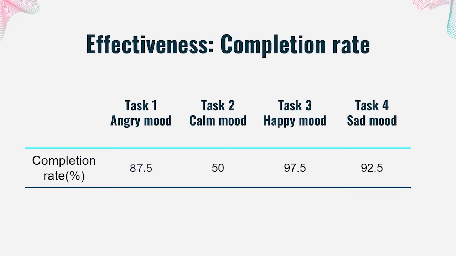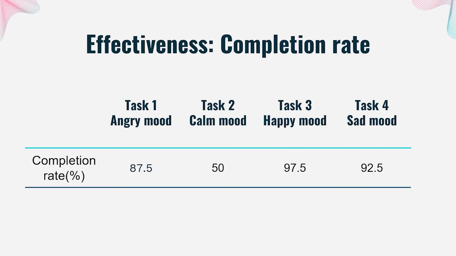Next, we move on to effectiveness. Effectiveness can be calculated by measuring the completion rate. It is the percentage of tasks that users complete correctly. As you can see here, the task completion rate for each task.